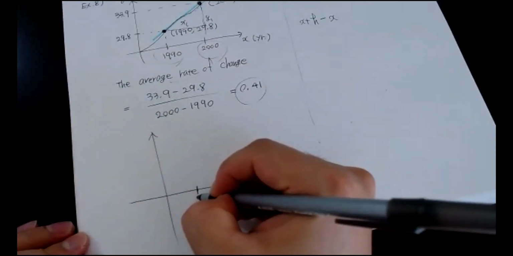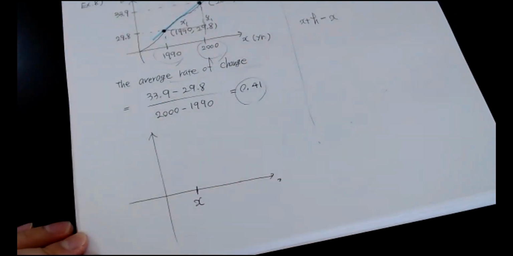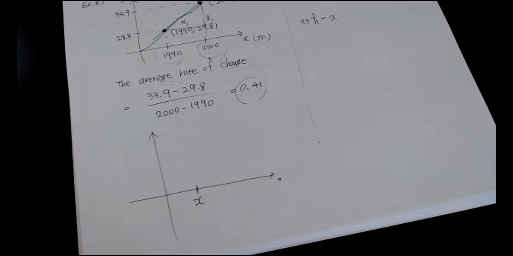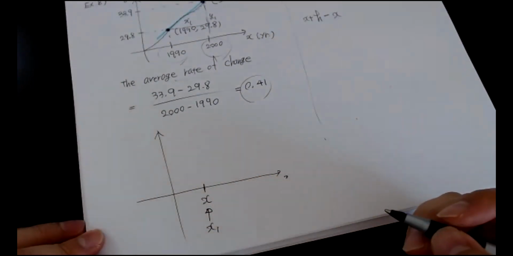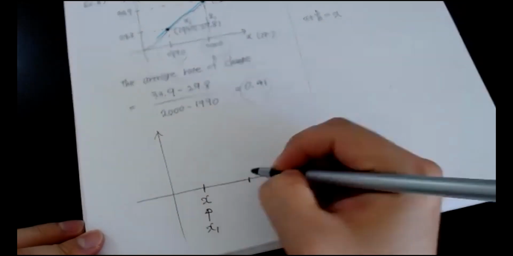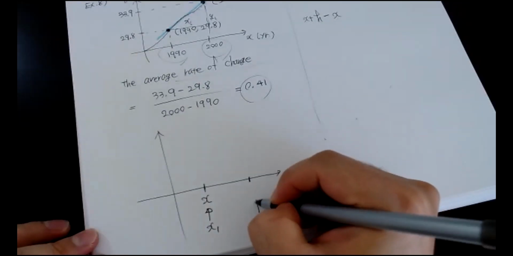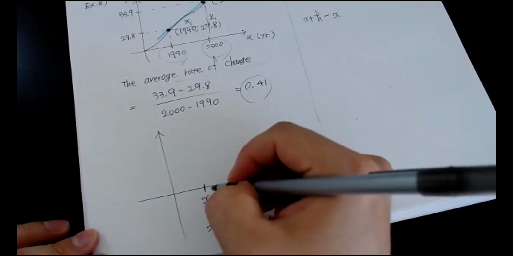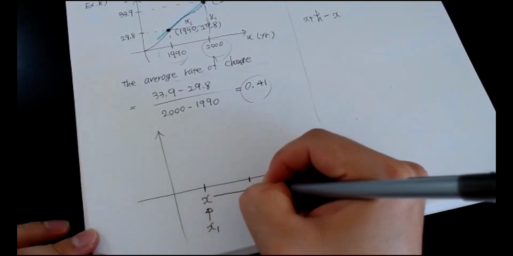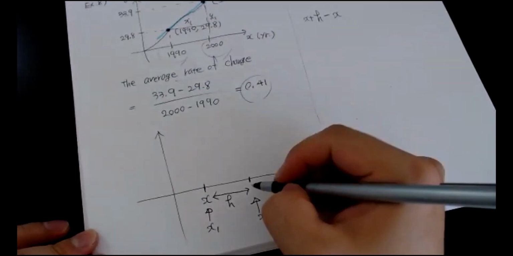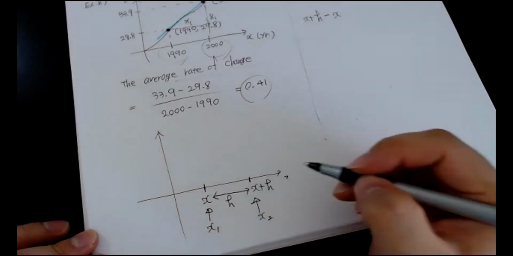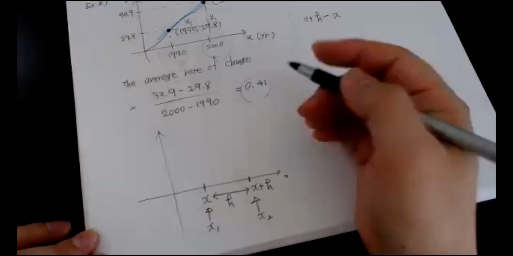Let's say here is x1, but I told you I'm going to use the letter x instead of x sub 1. That represents x sub 1. And then h represents the distance between x1 and x2. So right here is x2, and x2 can be expressed as x plus h, right?